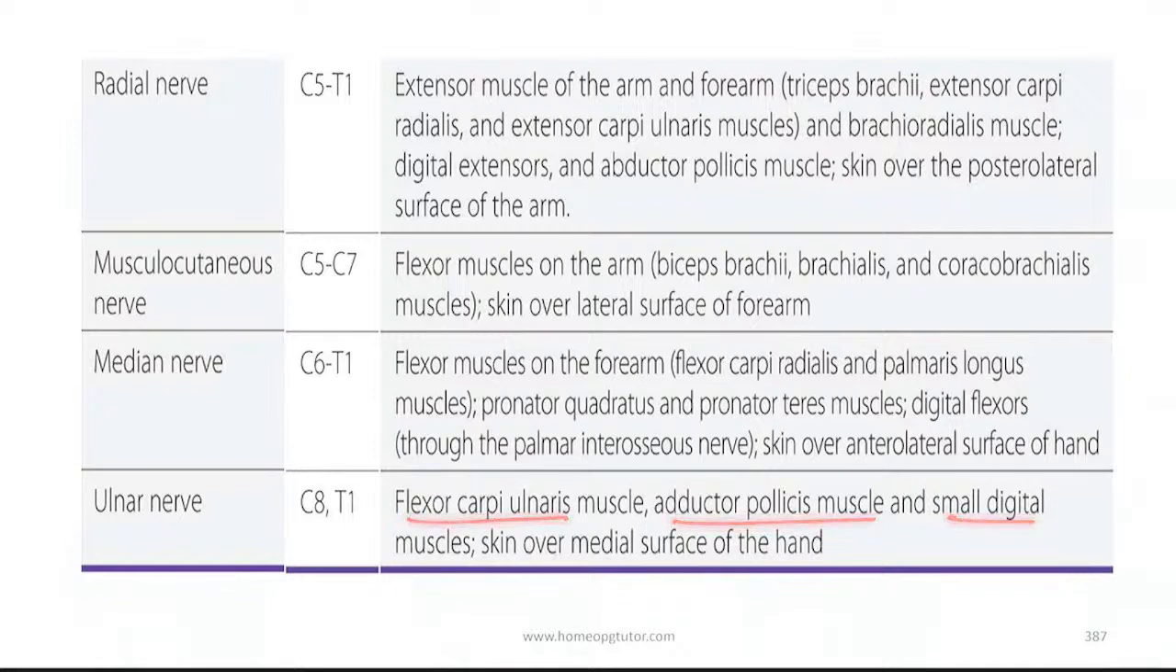The smaller muscles are via the ulnar nerve, and also it supplies the medial surface of the hand, the skin over the medial surface. Lateral is via the median nerve, but the medial surface, both posterior and anterior, is via the ulnar nerve. Okay, so any numbness in the medial surface of the hand is because of ulnar nerve injury or impaction or anything.